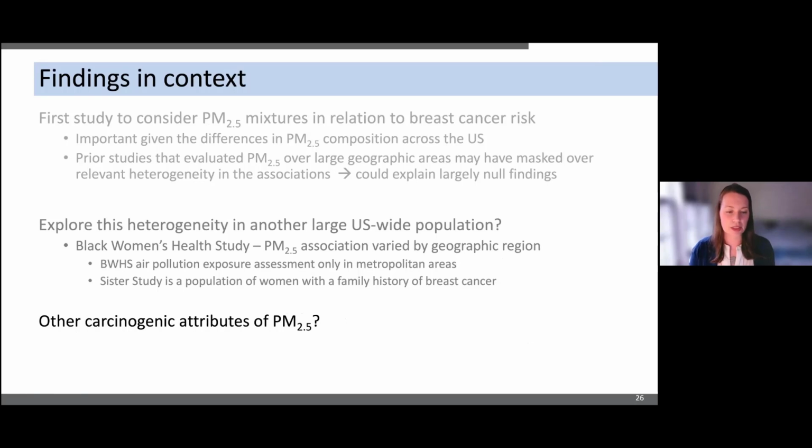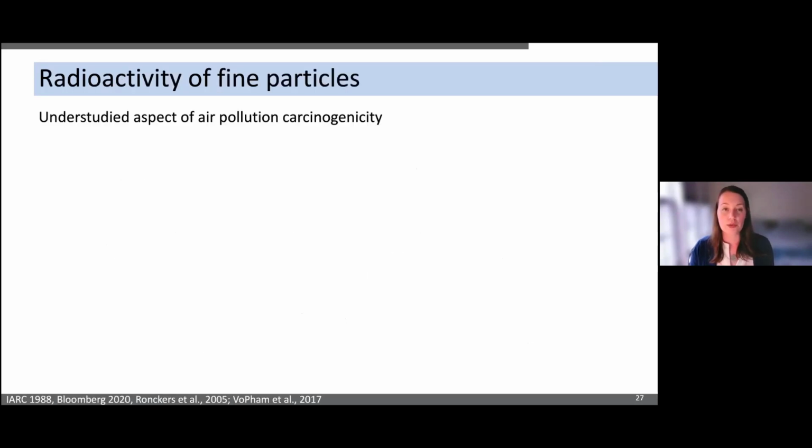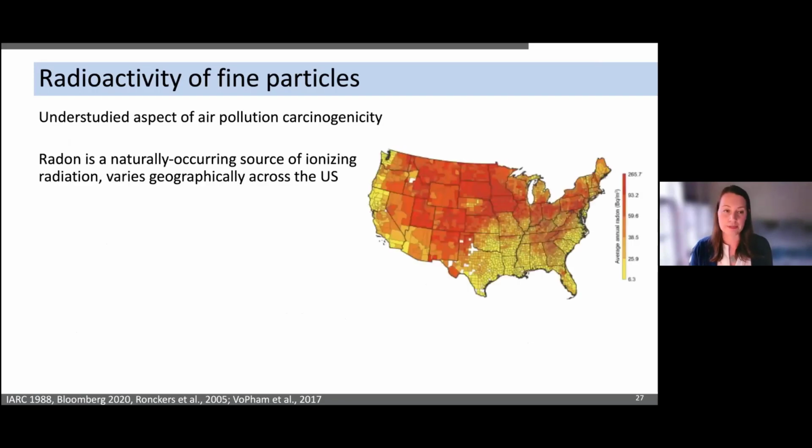Next, I'm going to shift gears a little bit and talk about some of the other work we've been doing on other novel carcinogenic attributes of PM2.5. This is some recent work on radioactivity of fine particles, which is an understudied aspect of air pollution carcinogenicity. Radon is a naturally occurring source of ionizing radiation that varies geographically across the United States. This map shows radon levels across the US, with the red shading indicating higher levels of exposure, and you can see that radon levels do tend to be higher in the Western US.